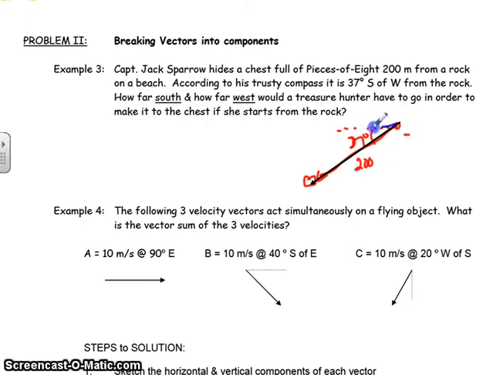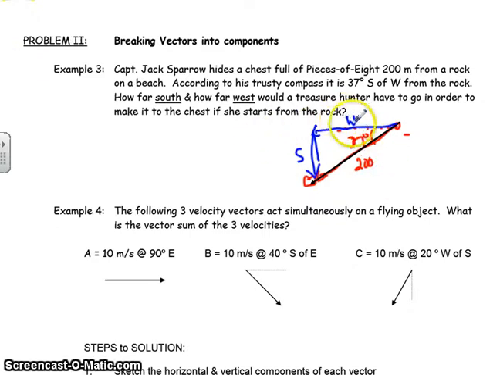So what we do is we draw two components. One of those components is heading west, and I just go as far as I need to until I'm directly over the end of my resultant. And then I turn and head south, and I have a south component. So here's my south, and here's my west. And we want to know, of the 200, how much is west and how much is south. So we can do simple trig.